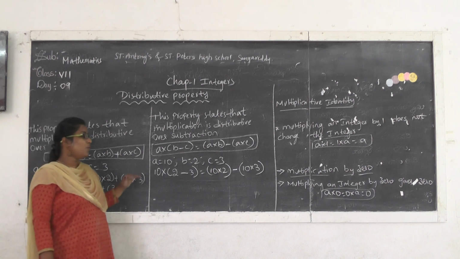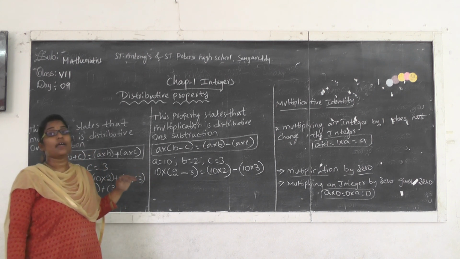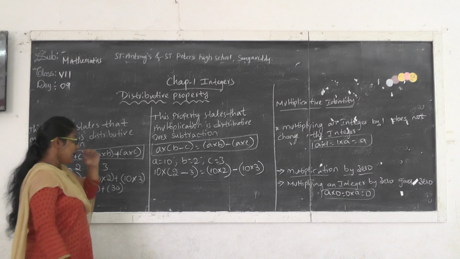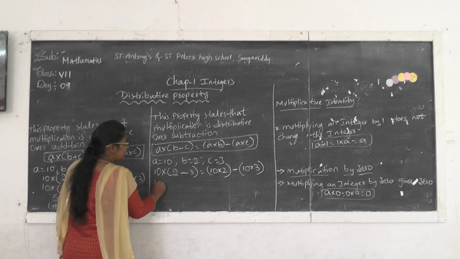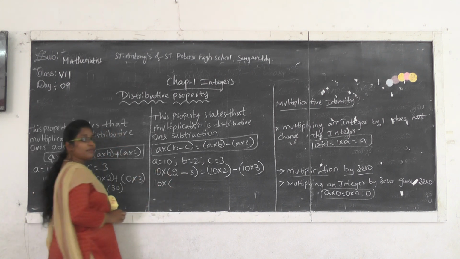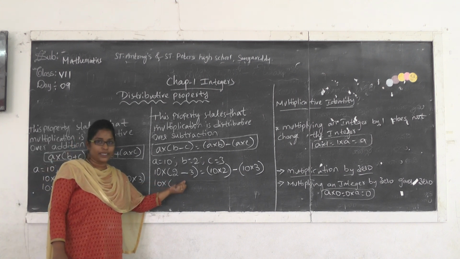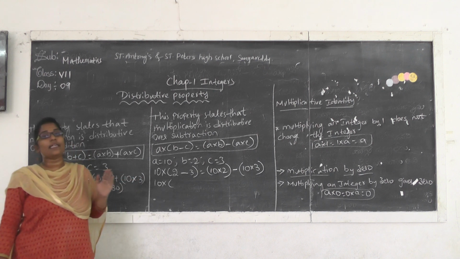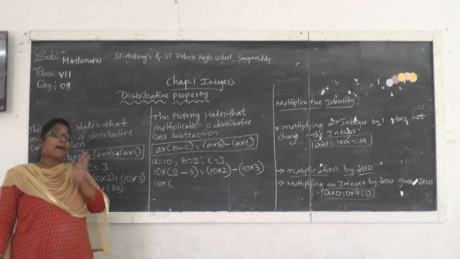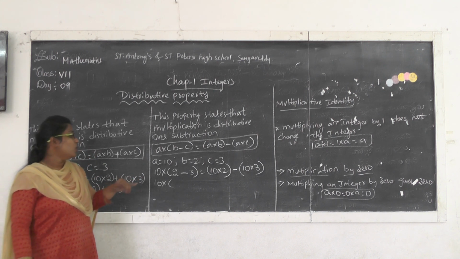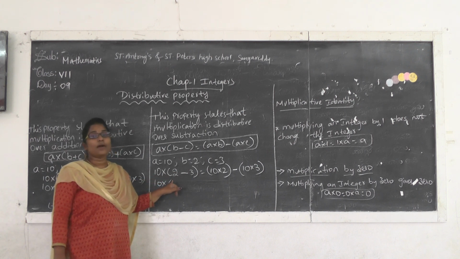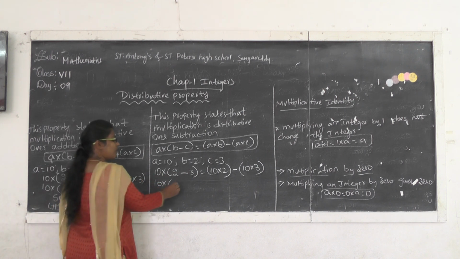Next we have to simplify the terms which are within the brackets. Now 10 into, solve the terms which are in the bracket. 2 is a positive integer, 3 is a negative integer, right? So one positive, one negative means we have to subtract the integers. Now 3 minus 2, how much? 1. 3 minus 2 is nothing but 1.